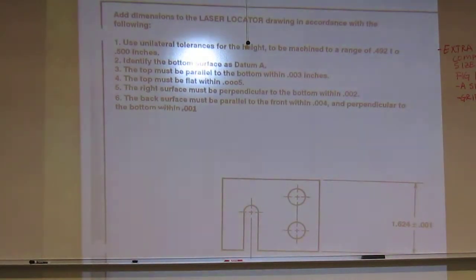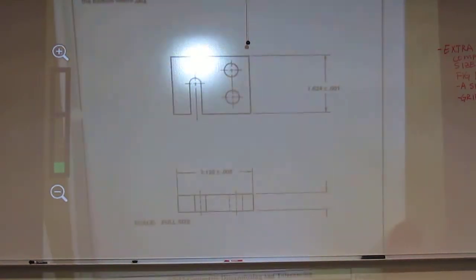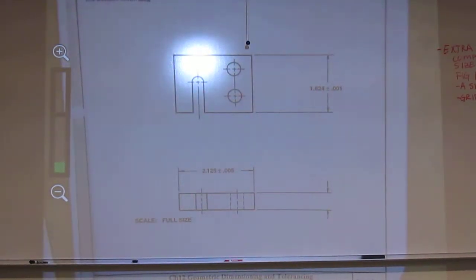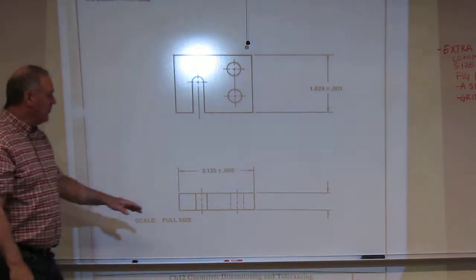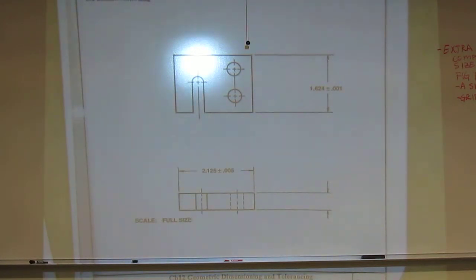Okay, so we're dealing with the top, the height, right? Where do we see the height on this with our two views? The bottom one. So we have a front and a top view. Okay, so we see the height right here. Now we want a unilateral dimension on here. What does unilateral mean? Uni, what? One. It allows deviation in one direction.